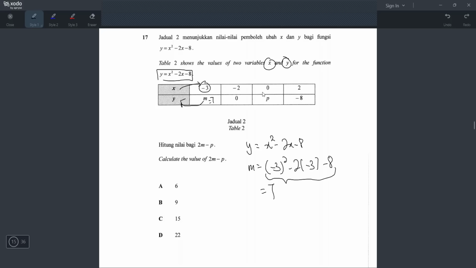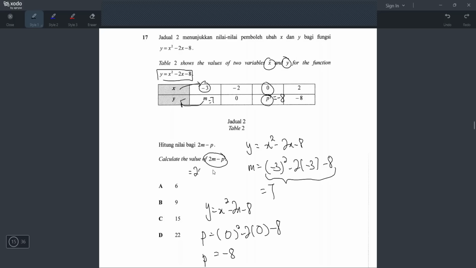And now to get my p, I do the same thing. I just substitute again inside this equation, y equals x squared minus 2x minus 8. But this time my y will get replaced with p and my x will be 0. So p equals x squared minus 2x minus 8. So my x will be replaced with 0. And now I press all this in my calculator, you'll get negative 8. So if your p is negative 8 and your m is 7, now I can find 2m minus p.